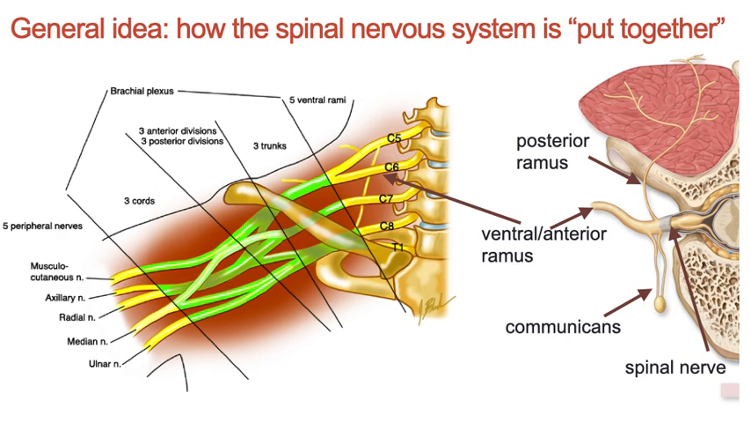A plexus is just where fibers from the various ventral rami branch and become redistributed. This is so that the nerves exiting the plexus have fibers from several different spinal nerves. And this is a really big advantage, because when you have a plexus, you have this mixing of the nerves from the different spinal nerves, and if you have damage to a single spinal nerve, it's not going to completely paralyze one limb.